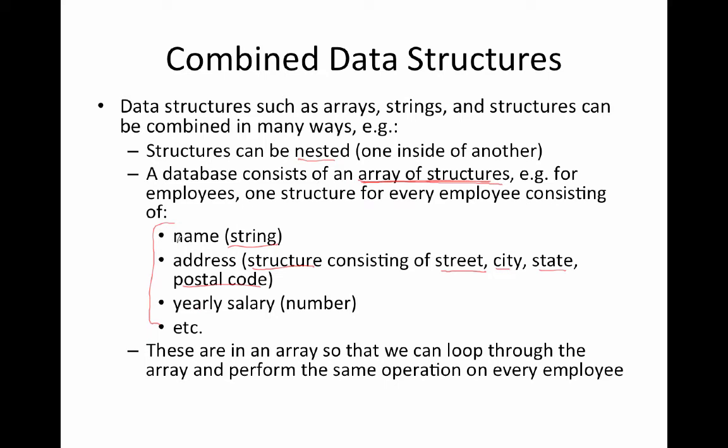The structure consists of the name, which is a string, the address, which is a structure itself, so that's a nested structure, and a salary. So for every person you're storing a string, a structure, a number. So you're storing different types of things, but these are all pieces of information about a given employee. And then again, you put all of these structures together in an array so that you can loop through the array and perform the same operation on every employee.